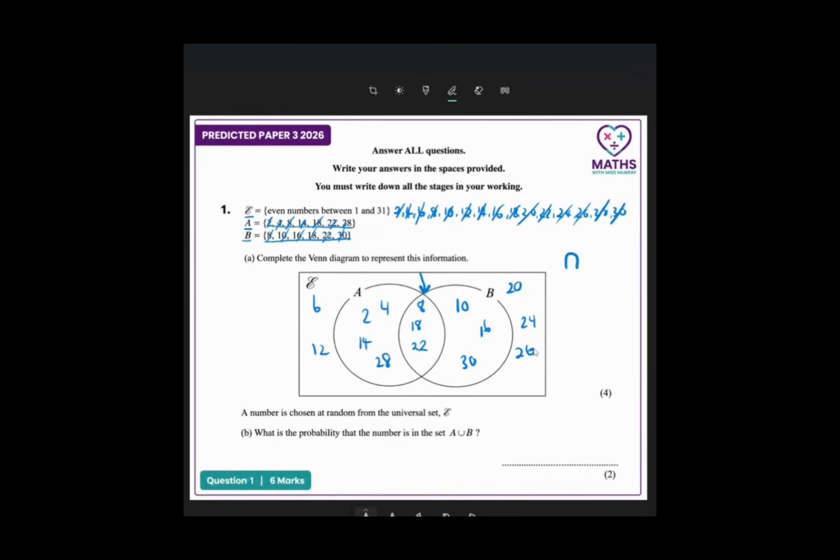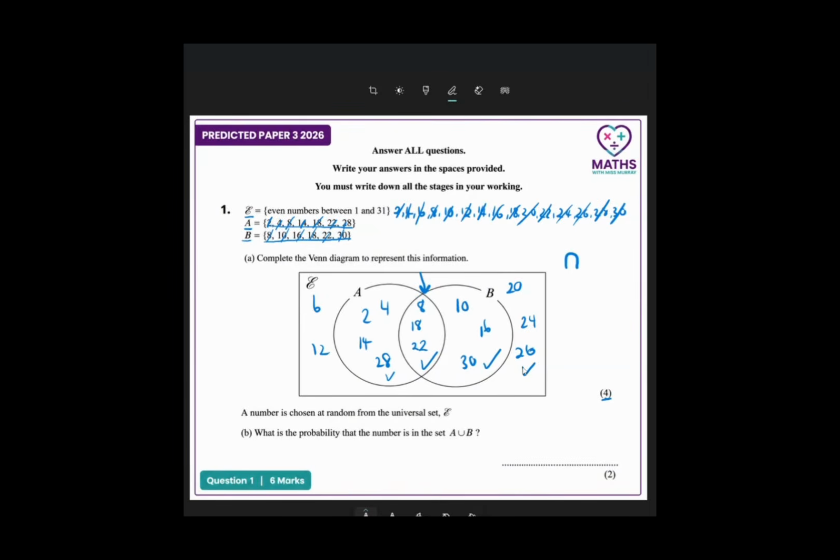And you get a mark for each area or each region of the diagram correct. That's what it's worth for. So if the middle's correct, that's a mark. If the rest of A is correct, that's a mark. Rest of B is correct. And if the outside is correct, that's a mark. So you can check your answers against which regions you've got correct, so you can work out how many marks that you've got there. So that is part A.